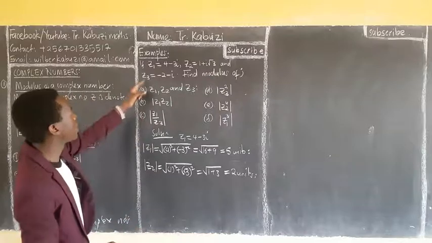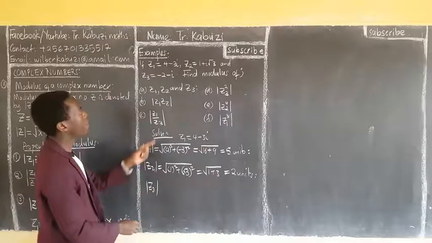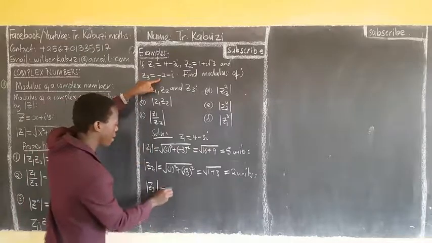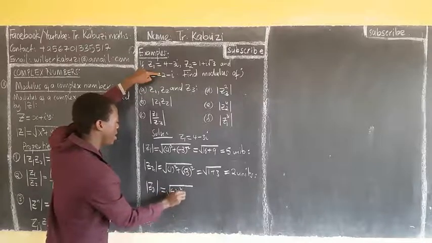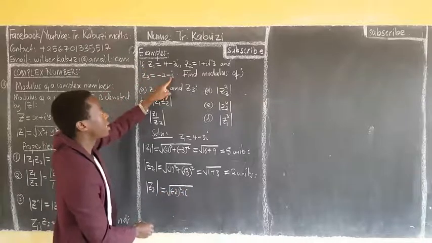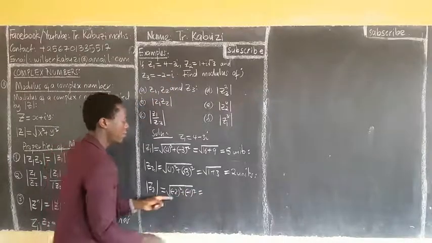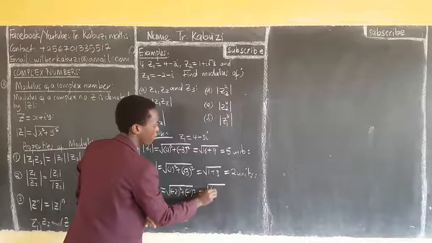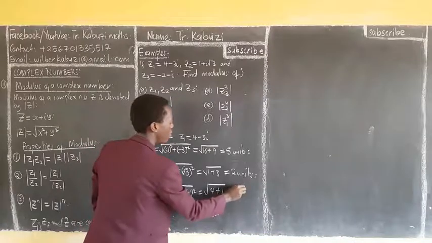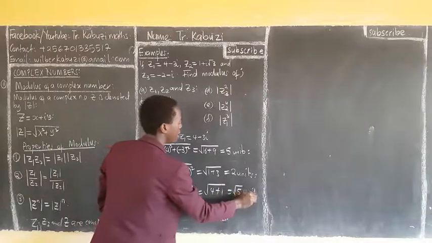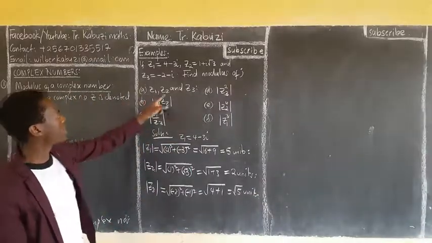Then when you come to z3, so minus z3, modulus bar, minus z3 is here, so it will be the square root of the real part squared, then plus the imaginary part squared. The imaginary here is now going to be negative 1, because it's the coefficient of i, which will be the square root of 4 plus 1. When you square this you get 4, and square this you get 1, which will be root 5 units. Now, this is how we get the modulus of z1, z2, z3.